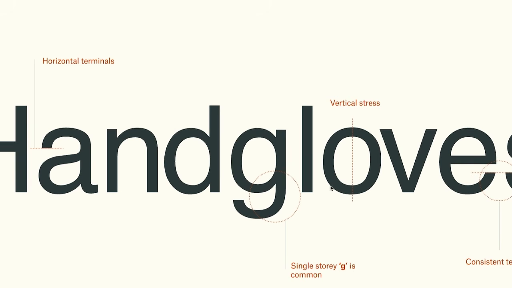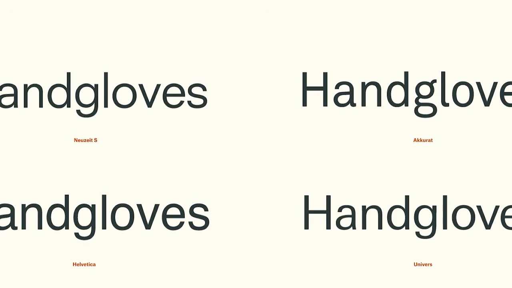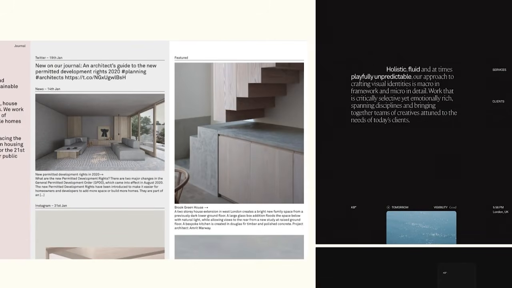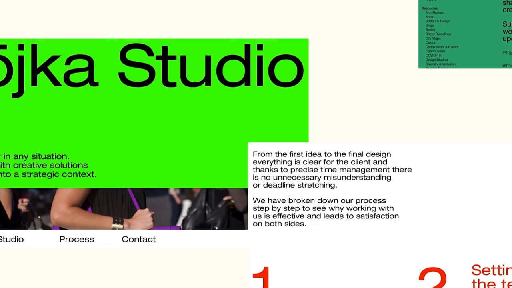Again, vertical stress, single story G, that is quite common for these typefaces, and the horizontal terminals ending here and here. These fonts completely abandon the traditional characteristics to make them simpler and more minimalistic. Here are some examples of static sans serif typefaces in use. I really like their simple form and lack of contrast or very low contrast. Together with the transitional subgroup, or so-called grotesque, these two are my favorite groups.